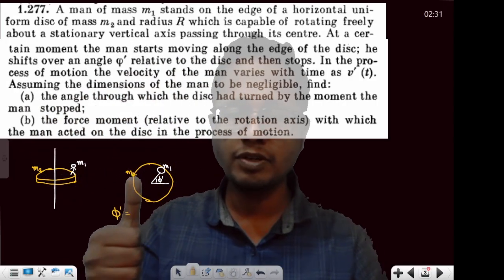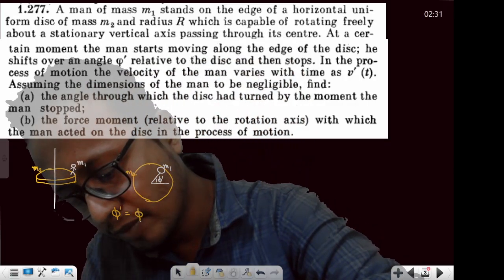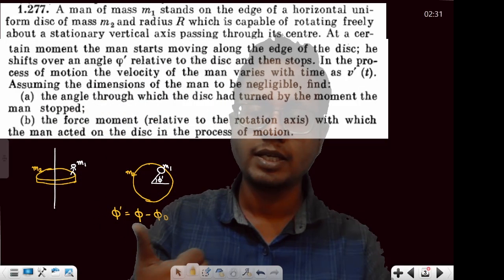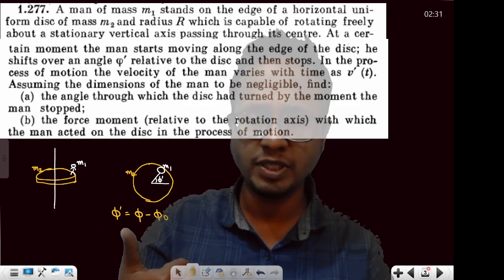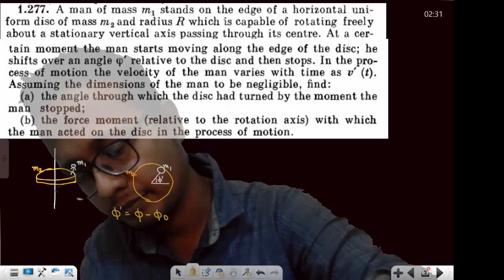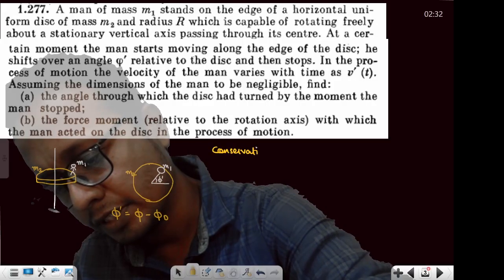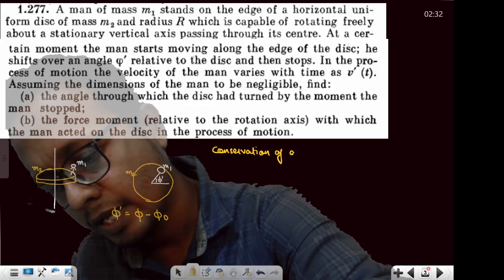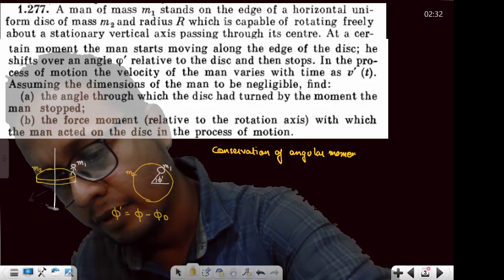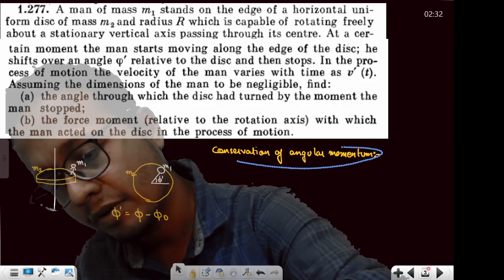So displacement of the man with reference to the disk is nothing but displacement of the man with reference to the ground minus displacement of the disk itself. This is the core concept of relative motion: velocity of A with respect to B is nothing but velocity of A minus velocity of B. Now the thing I'm going to apply is conservation of angular momentum. I'm going to apply the fundamentals of conservation of angular momentum.